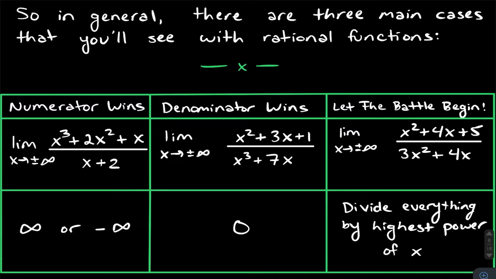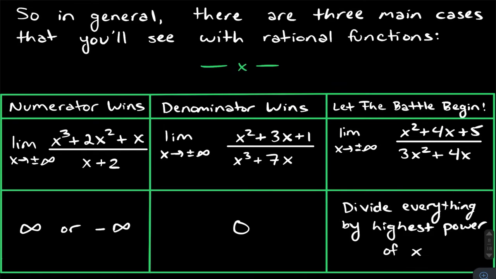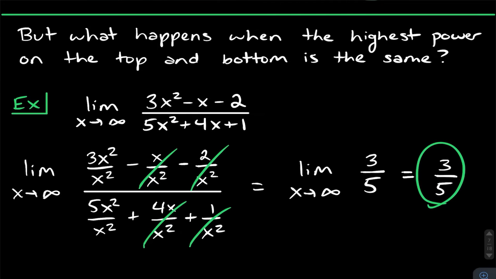Okay, and really here, this should just be 1/3. It's the coefficients on the x squared. You got a 1 here and a 3 here. So it's 1/3, that'll actually be the answer to this. But if you're having trouble seeing that right away, if you still feel a little shaky with that, just divide everything by the highest power of x. Do that division trick that we did in the last example. That's all you gotta do.